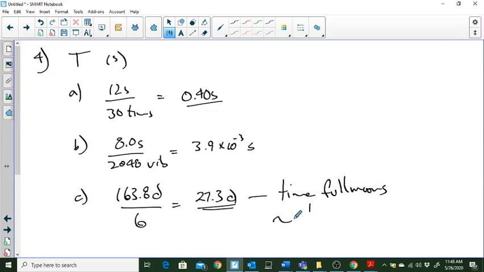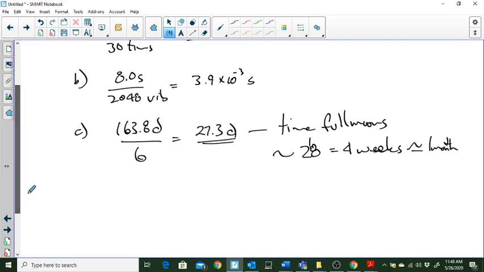That's pretty close to 28 days, which is equal to 4 weeks, which is approximately 1 month. So how many full moons would we have a month? Generally, 1 full moon per month.